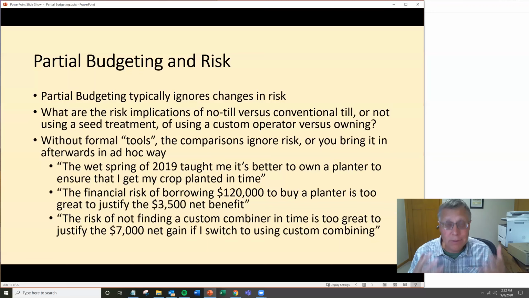And that's something you have to make outside of the partial budget analysis. The last one here is the risk of not finding a custom combiner is just too great to justify the net gain of $7,000 I estimate if I switch to using custom combining. All these numbers are made up, but that's the principle. You might do a partial budget analysis and figure out if I do custom combining, I'm going to come out ahead by $7,000 on average. But then I think about what happened in 2018, and I can't bear that risk. I'm going to lose the $7,000 or pay it as insurance to ensure that I get my crop out each year on time by buying the combine, even though it costs me money. That's the types of ways you can bring in risk ex post, or after the analysis is done.